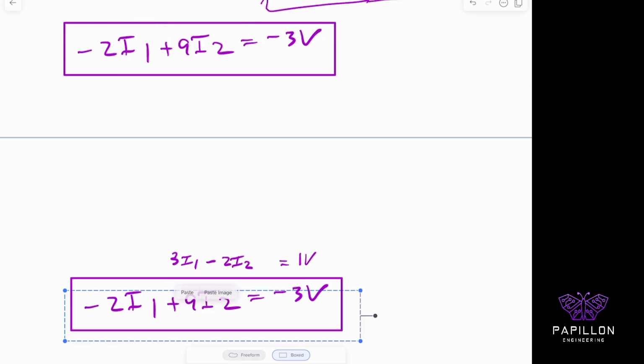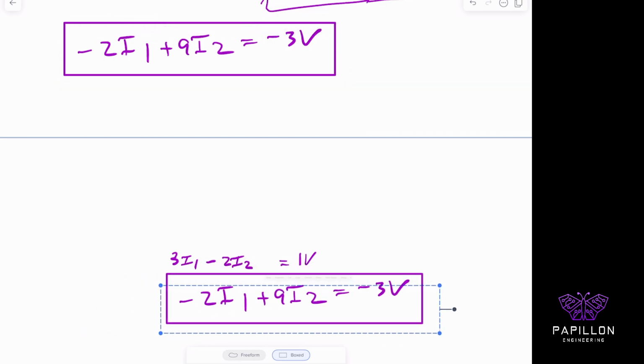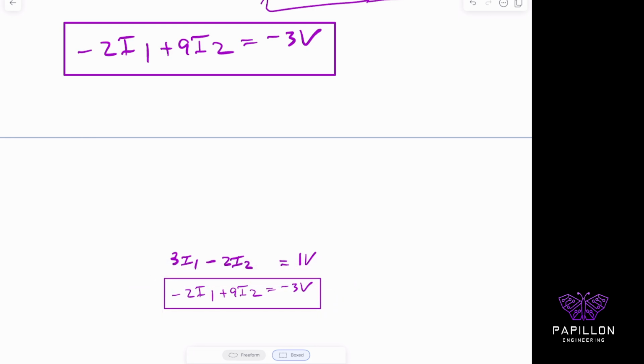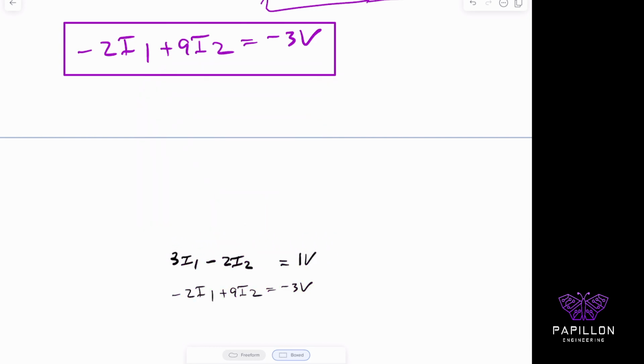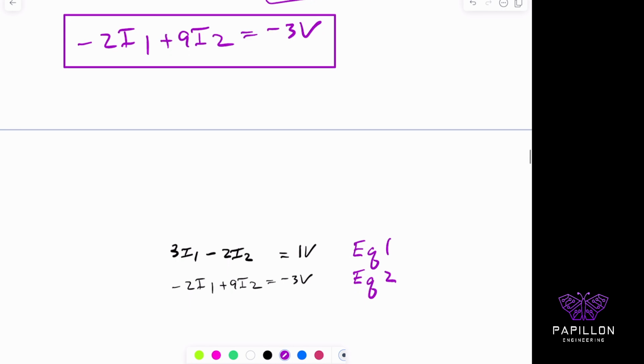And now the important thing is to make sure we stay organized, which is the hardest part of solving anything circuits related, to try to remain as neat as possible. Hard thing to do, especially when you're in a rush or timed on an exam. And then I try to label it here as well. So I put here, for example, EQ1 and EQ2, representing equation 1 and equation 2 respectively.